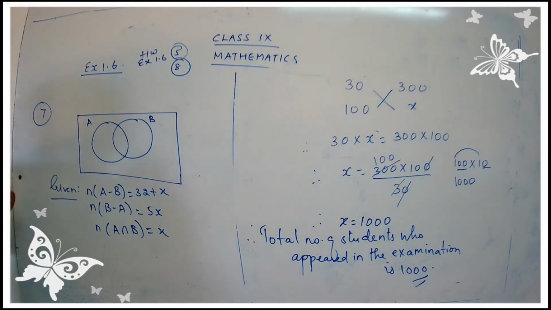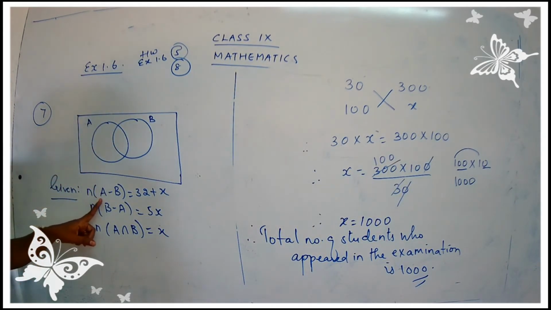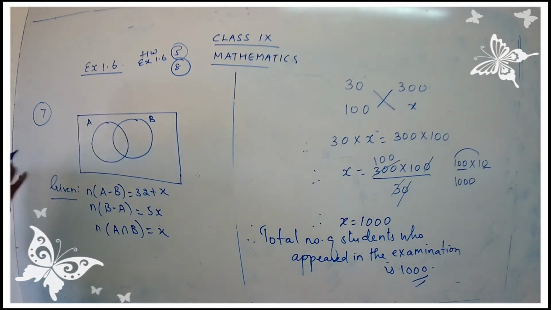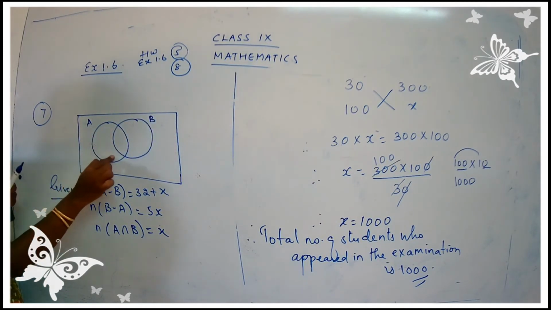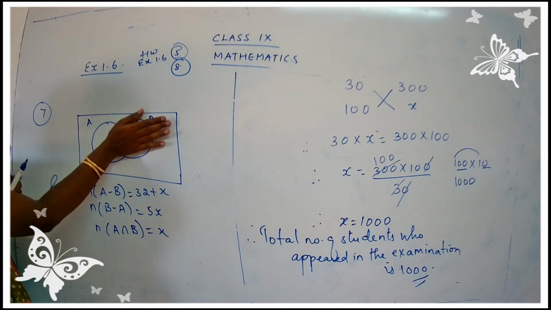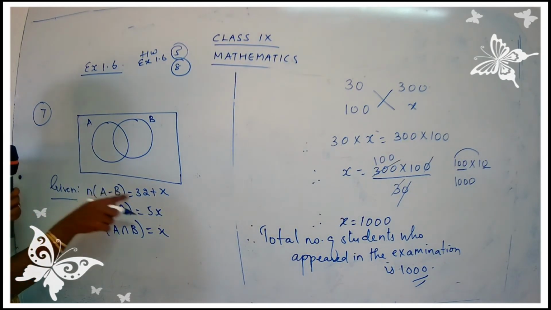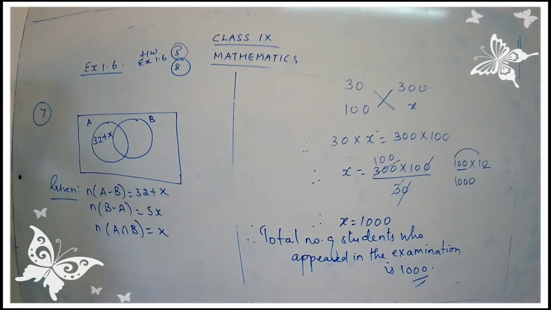n of A minus B. Now what do you mean by A minus B? A minus B means I want A, I don't want B. So just take the A part and leave the B part. Are you getting my point? You have to focus only on this part. So what is the value for n of A minus B? It is 32 plus x, so write down here 32 plus x. I hope you're clear, children.